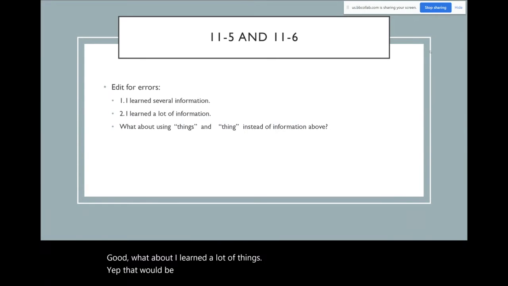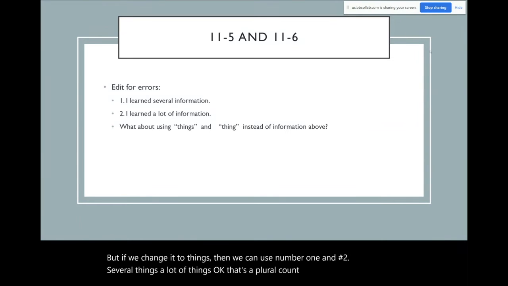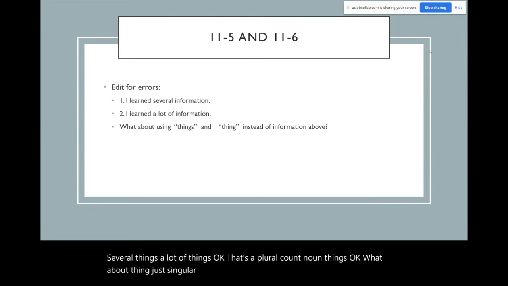So for number one and number two, information, number one is not correct. But if we use a lot of, then we can use number one and number two. A lot of things. Okay, that's a plural count noun. What about thing, just a singular count noun? I learned several thing? No, because several, we can't use a singular count noun.